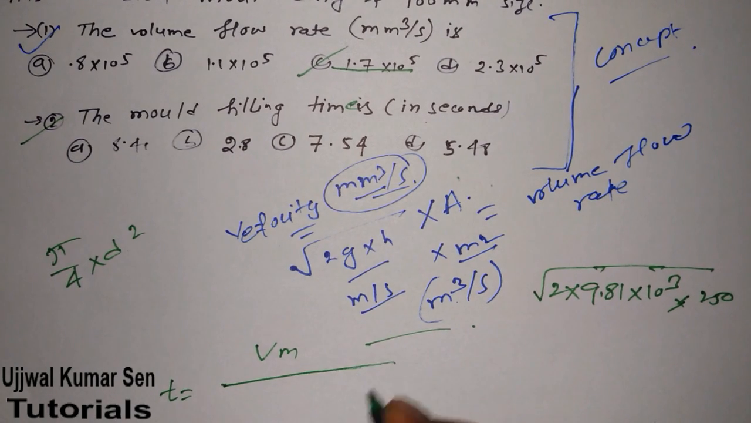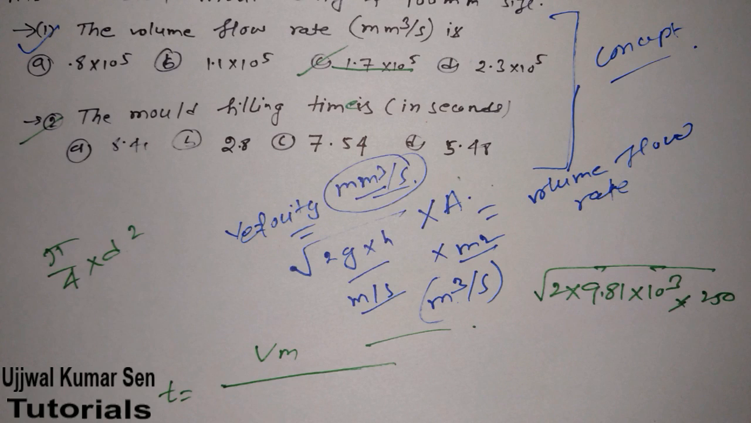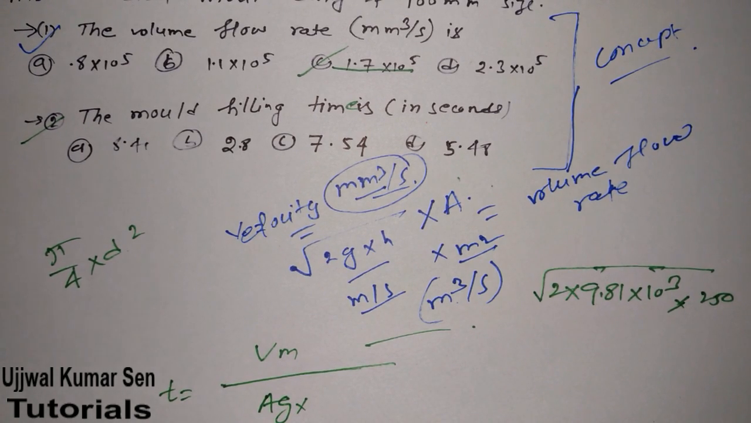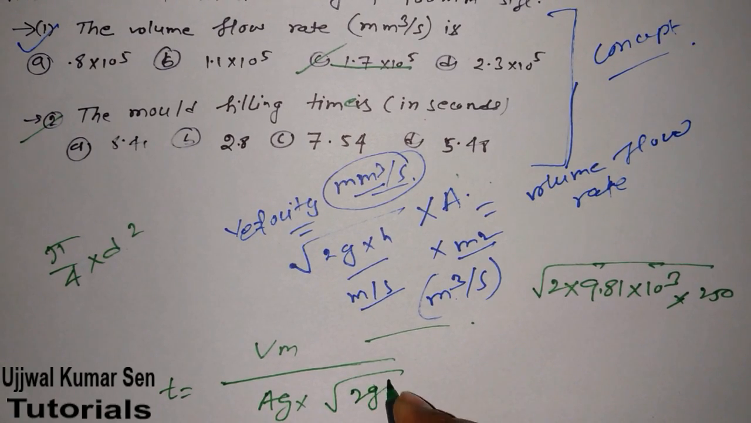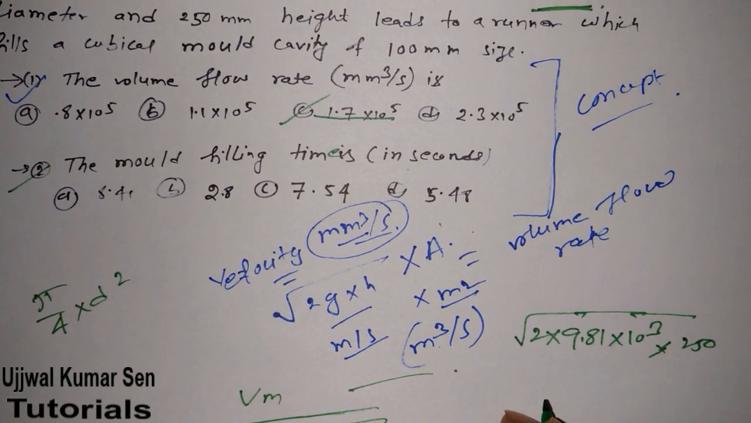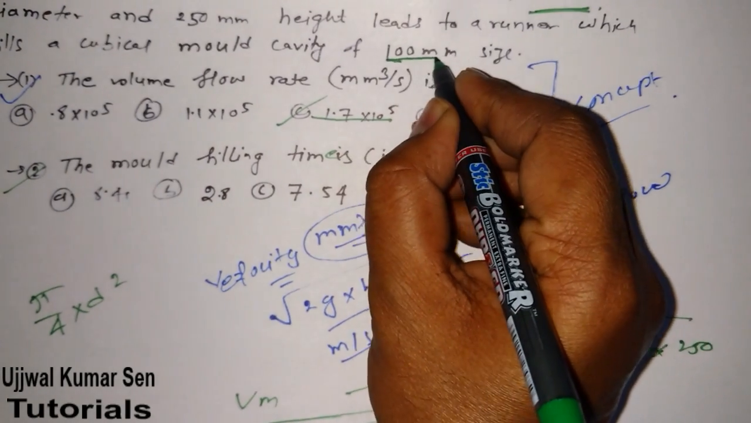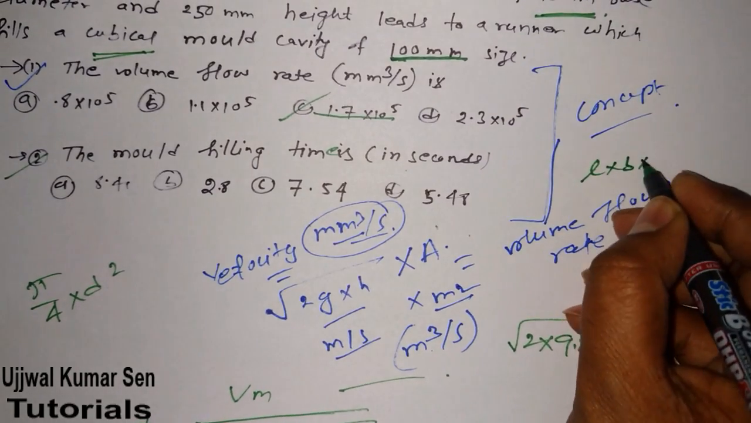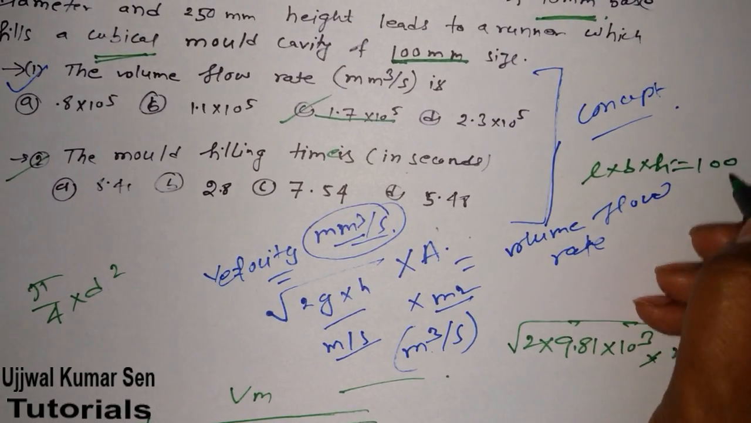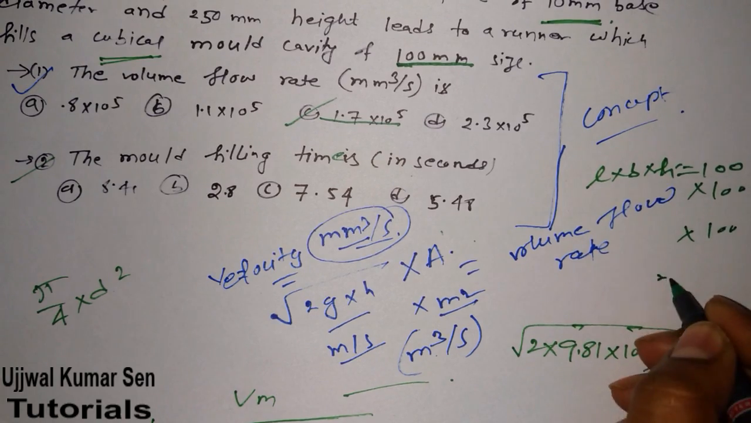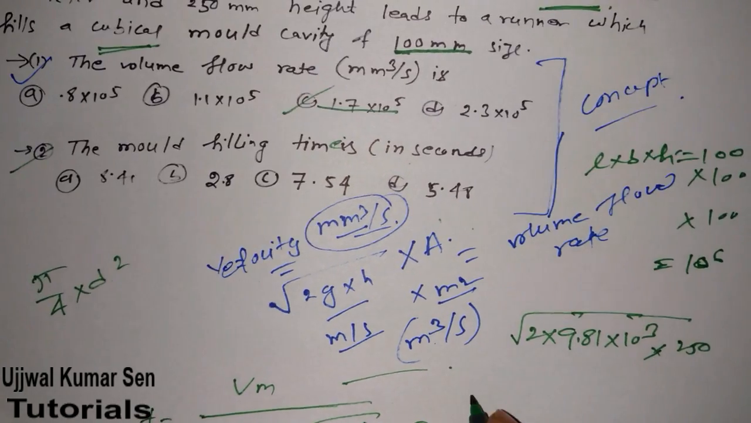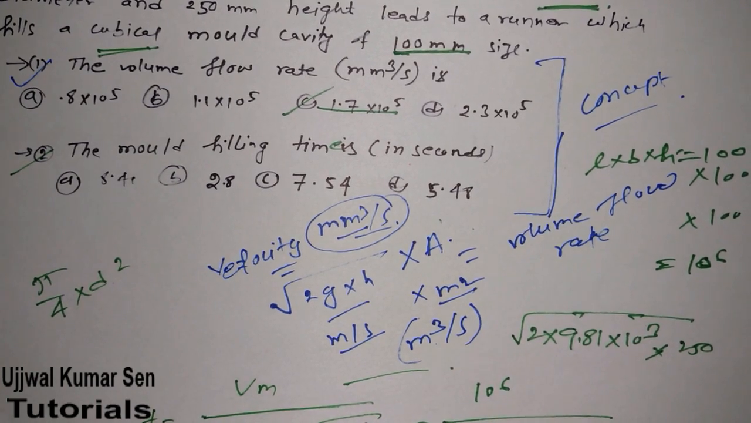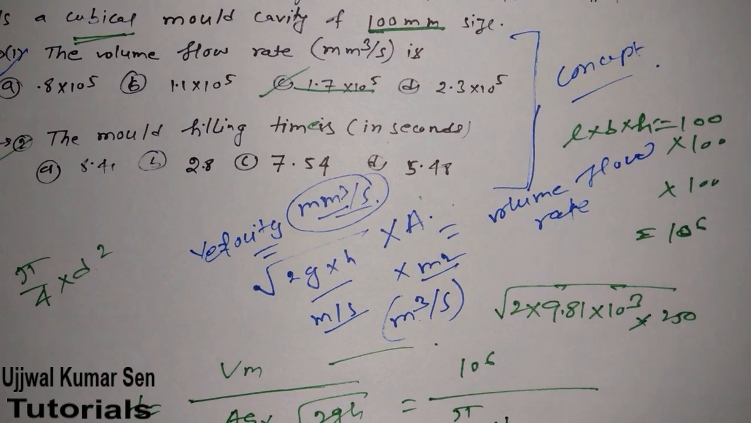So this is how you can find out the volume flow rate. Okay, sometimes calculation mistakes, or sometimes typing mistakes. Now here is the next one. The mold filling time is in seconds. We have to find out time. So time is Vm, the volume of the cavity, divided by Ag, area of the gate, into root 2gh. So what would be Vm? That is important. Now we know it is a cubical form.